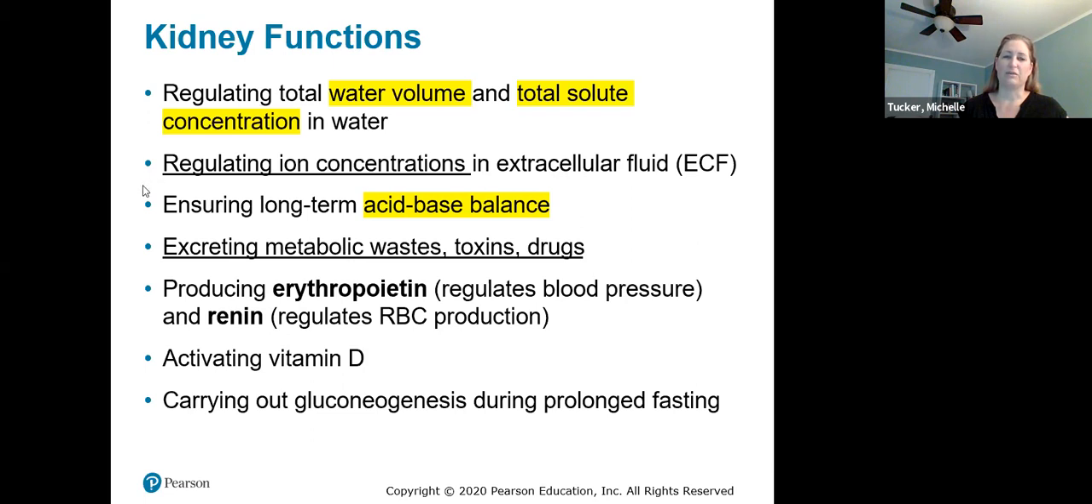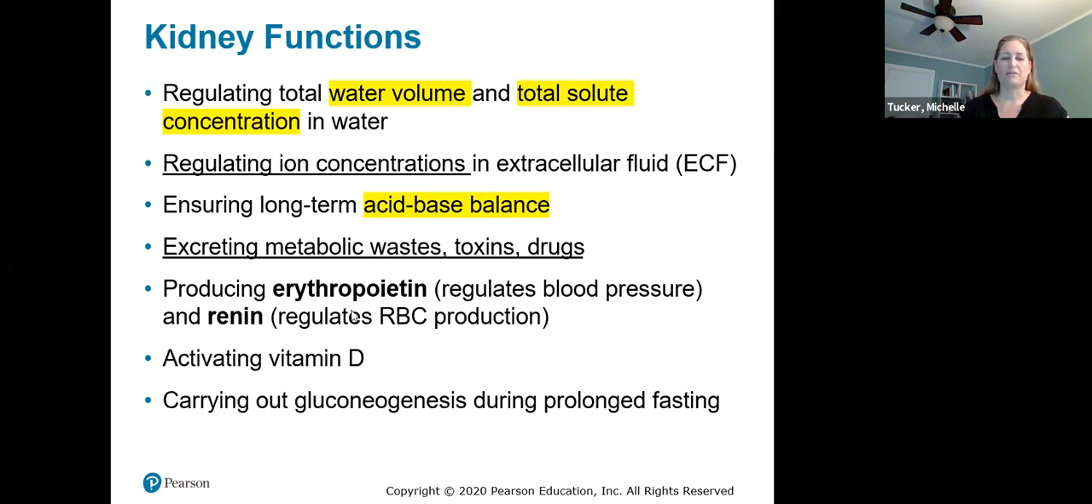There will also be the kidneys' role in acid-base balance, which we will get to in about 2 weeks, and that will be mainly in affecting the bicarbonate concentration. The kidney tubules, especially in the distal convoluted tubule, will be a place to excrete metabolic waste, toxins, and drugs.